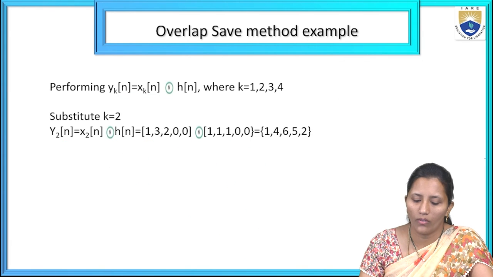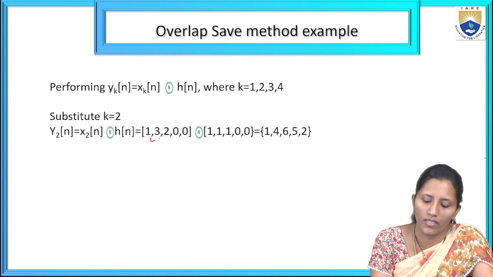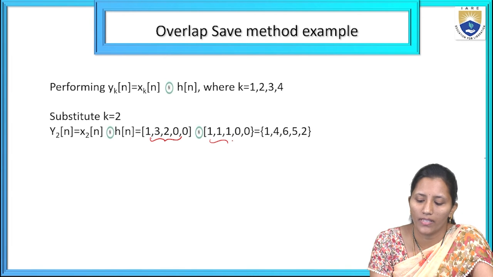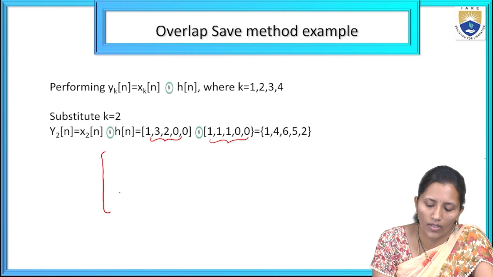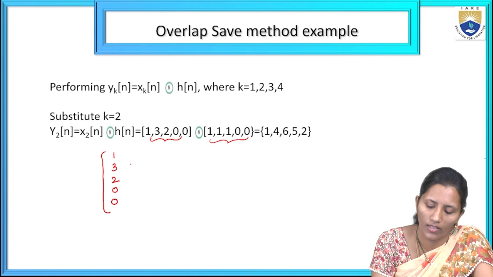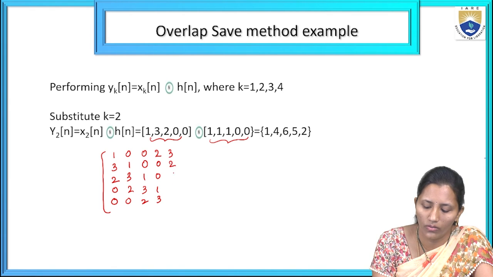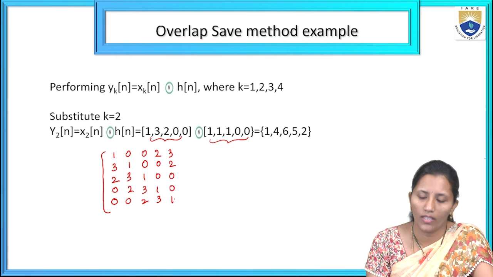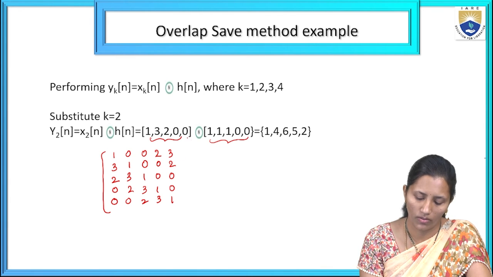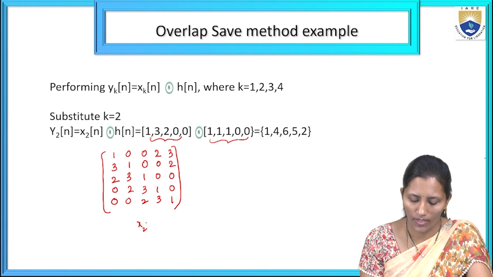For y2 of n, we have the samples of x2 of n: 1, 3, 2, 0, 0, and impulse response 1, 1, 1, 0. Same procedure, we perform the circular convolution using the matrix method. The last sample will come first and these will come down: 3, 2, 0, 0, 0, 1, 3, 2. Then 2 will come to the first and these samples will come down: 3, 2, 0, 0, 1. If we again rotate the last sample, we will get the first row, so stop here.